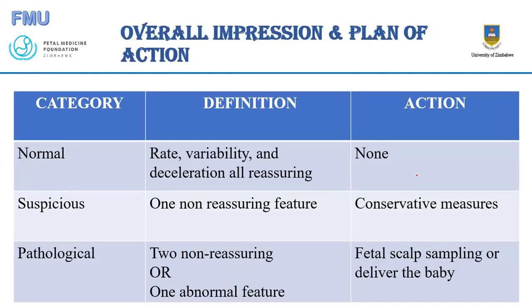So this is how you then come up with the impressions. Overall impression: a normal CTG is everything that we have said, with no decelerations, and you don't have to do anything. If there's one non-reassuring feature, then conservative measures need to be taken. But if there are two non-reassuring features or one abnormal feature, then fetal scalp sampling or delivery of the baby has to be done. Persistent bradycardia is abnormal. A sinusoidal pattern is abnormal. But we are not going to be doing fetal scalp sampling. So in this case, we are saying the baby should be delivered by the quickest method. If the woman is fully dilated and the baby is at the right level, you can do a quick vacuum. But if not, then you offer a cesarean.